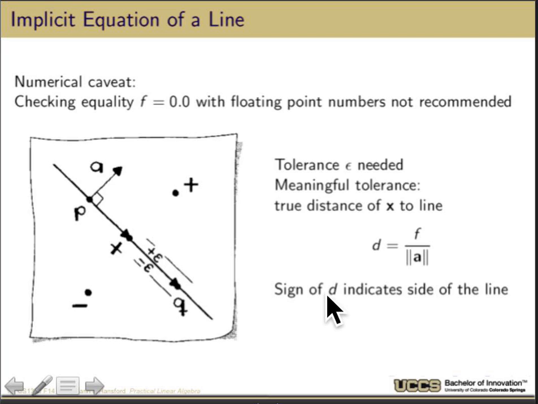And then actually, although I said absolute value, it turned out to be interesting because the sign of D indicates the side of the line that the point is on. So in this drawing here, I can talk about the positive side and the negative side. So not only is the implicit equation of a line going to tell me whether or not the point is on the line, I can also use it to figure out what side of the line you're on.